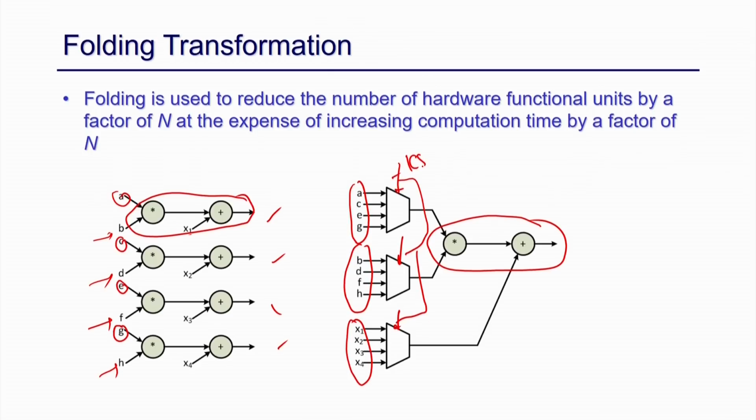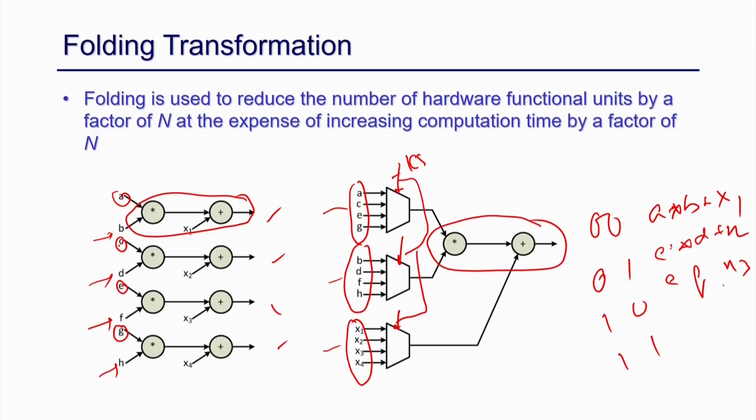If CS is 0 0, I choose A, B and x1, so A into B plus x1 is carried out. If it is 0 1, I choose C and D, and here x2, so C into D plus x2 is carried out. Similarly for 1 0 and 1 1, I choose E, F and x3, and G, H and x4. So, in 4 clocks I am going to do this.